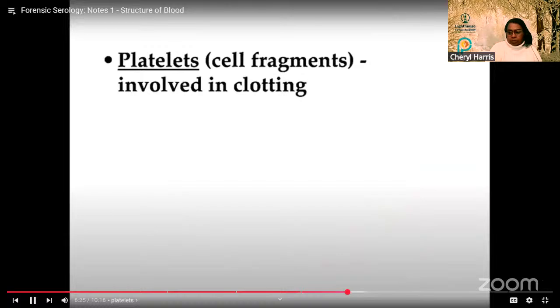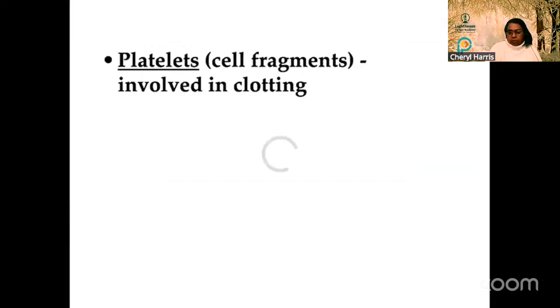The third cell is actually not a full cell. It's called platelets, and they are cell fragments, and they are involved in clotting.